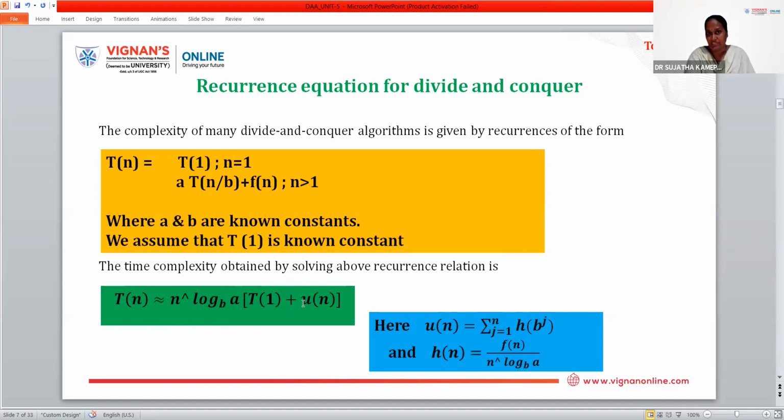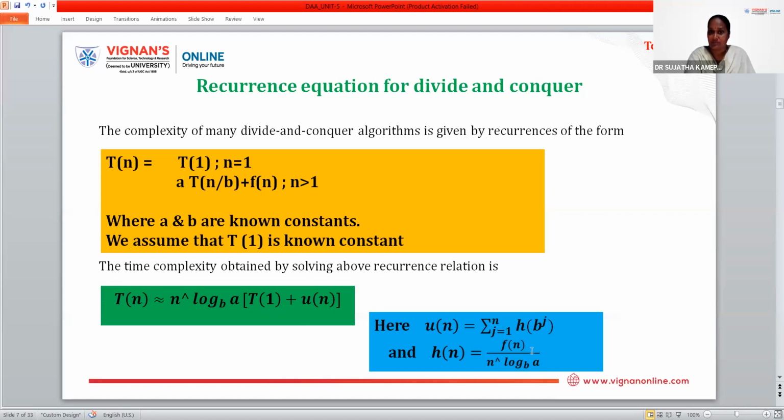What about this u of n? How can we get the value of u of n? Here you can see u of n is equal to sigma j is equal to 1 to n of h of b power j. That is how I can express u of n. u of n is equal to h of b power 1 plus h of b power 2 plus h of b power 3, and so on, h of b power n. Now, how to get the values of h? h is a function. Here, the function h can be represented like this: h of n is equal to f of n by n power log a base b.